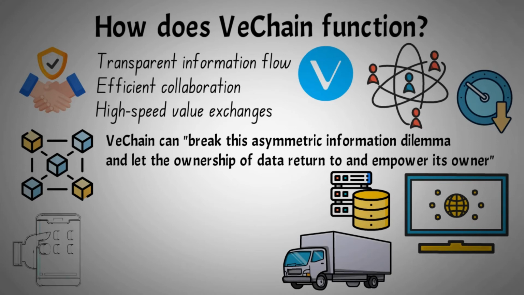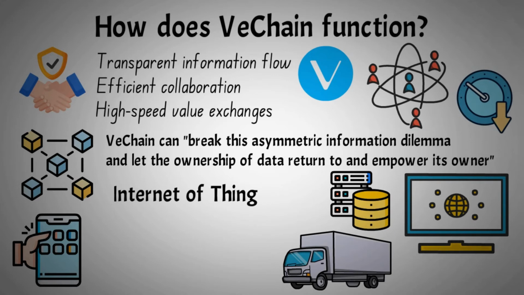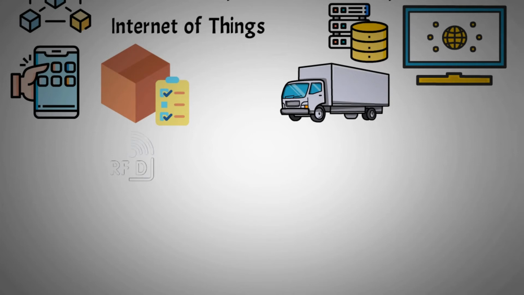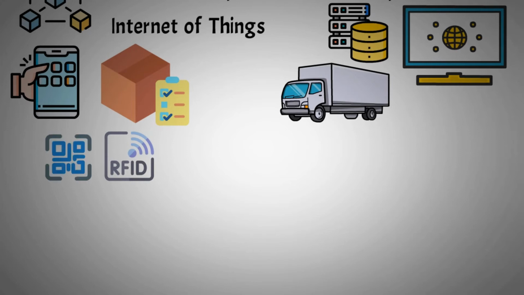VeChain also has potentially tremendous applications in the sphere of the Internet of Things, also known as IoT. It will allow physical products to have a unique digital identity. This will be done by RFID, or radio frequency identification, as well as QR codes and NFC, or near-field communication.